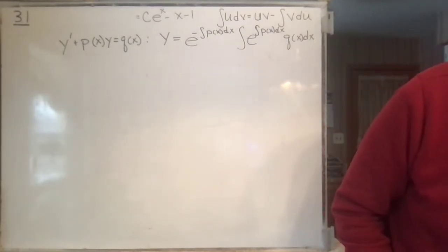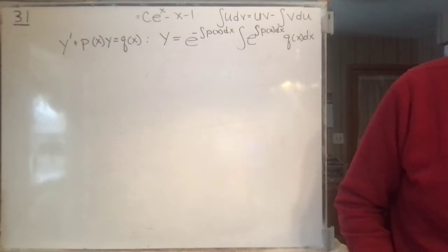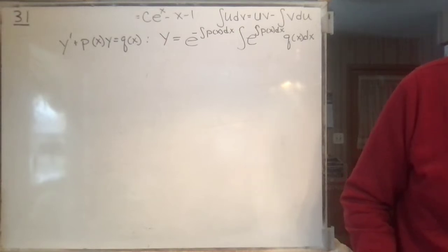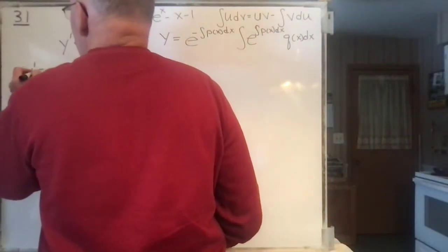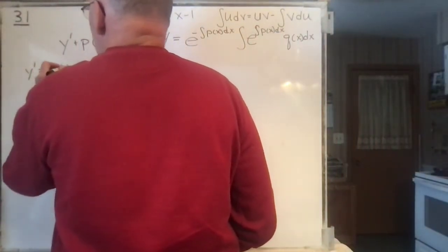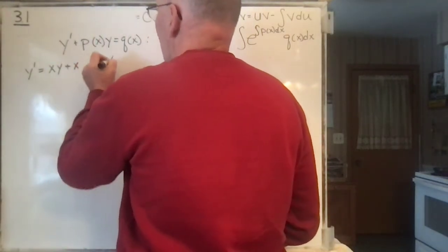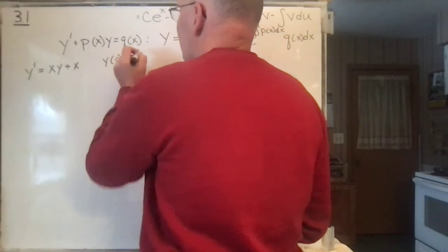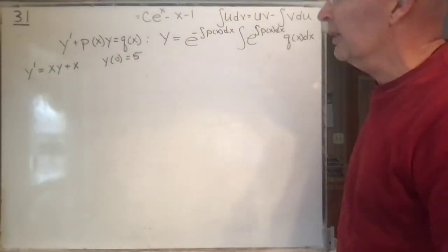I've got this one right here. This is example 315. y prime is equal to x y plus x. And we're told this is an initial value problem. y of 0 is equal to 5. Okay, so let's go ahead and see if we can do it.